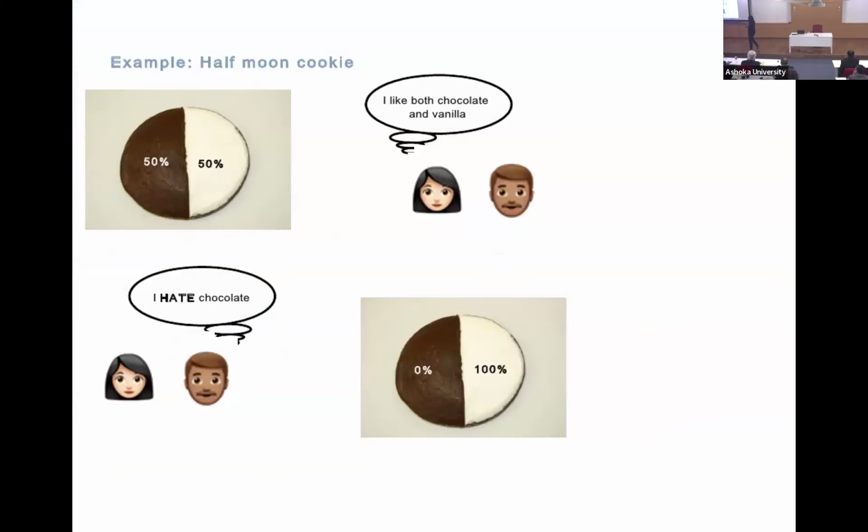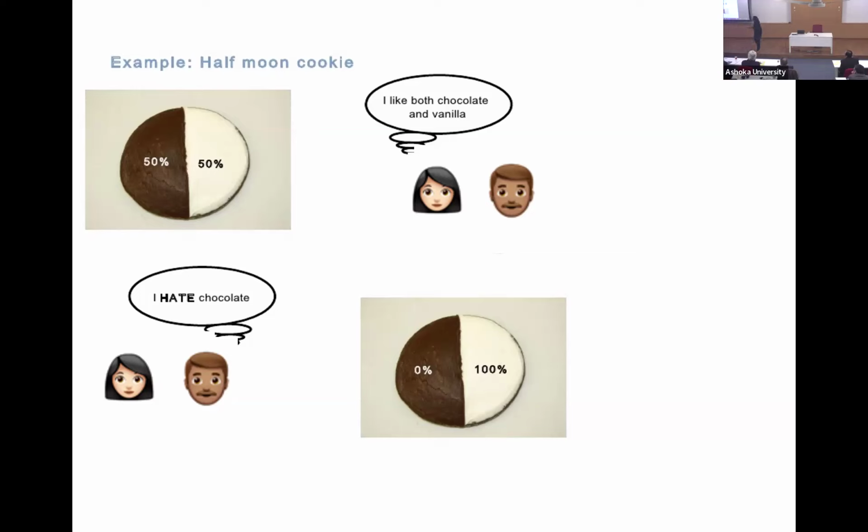So it's quite important. But what do we mean by some allocation is fair? So let's take a toy example. Let's say we have these two people, our typical suspects, Alice and Bob. And Alice says that I like both chocolate and vanilla. This is a half moon cookie, half side chocolate, half side vanilla. And Alice likes both equally, while Bob says I hate chocolate, I only like vanilla.